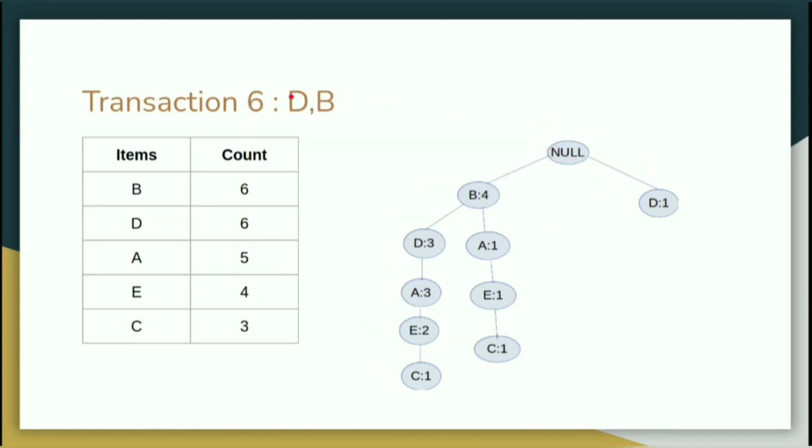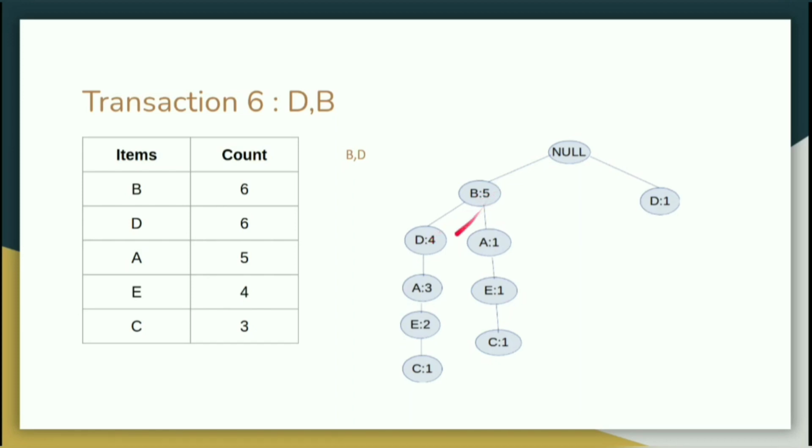Similarly for the next transaction DB, sorted, we will get BD. B is already present as a child of the root node, yes. Does B contain any child named D? Yes, it contains, so update the count. So we will get this.